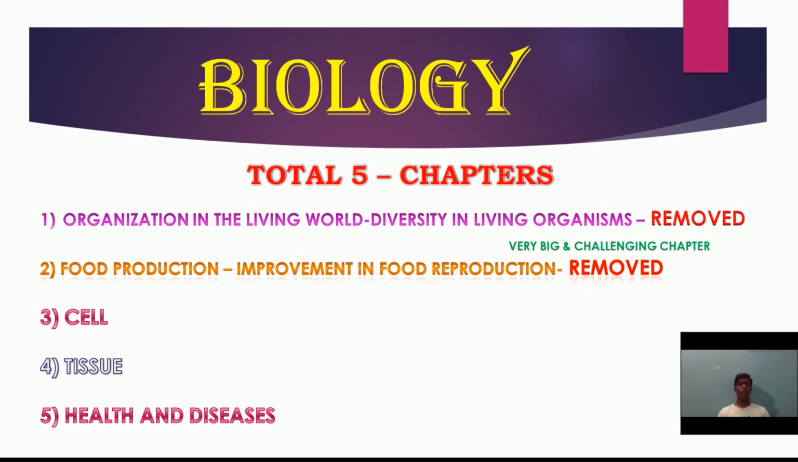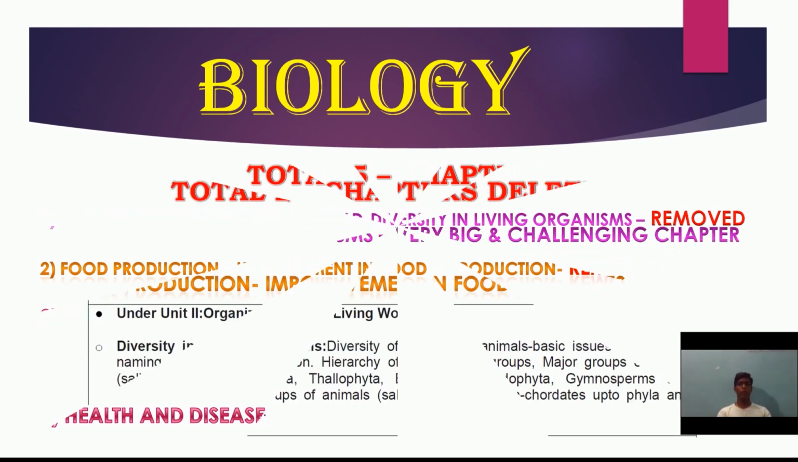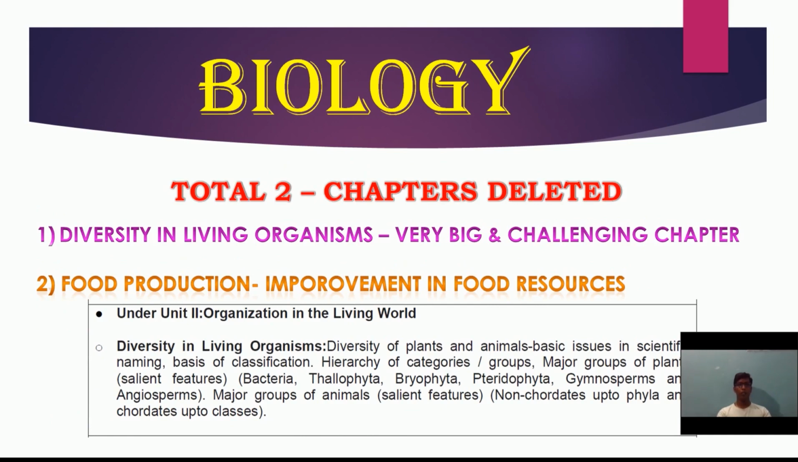Now coming to the biology. Let us discuss. In total we have 5 chapters in biology. If you observe Organization in the Living World, some of the topics have been removed from biology also. Here I have mentioned Diversity in Living Organisms. Actually this is a very big and challenging chapter. And coming to Improvement in Food Production, that was removed. Next, the 3 chapters like Cell, Tissue, Health and Diseases, these have not been removed. They will remain there. So 2 chapters have been removed. I will show you what topics have been removed.